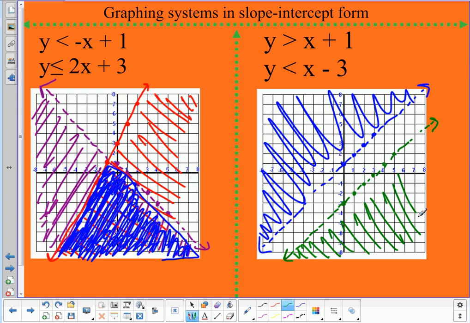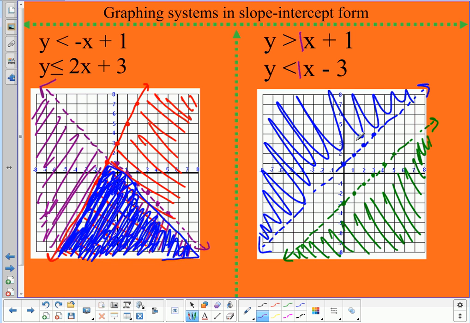Now, we're looking for the overlapping shading. And in this case, we have parallel lines. Now think back to yesterday when we talked about systems. Systems that had the same slope, or equations that have the same slope, in this case our slopes are both 1, those lines are parallel. And when you have a system with parallel lines, you're not going to have any solutions.